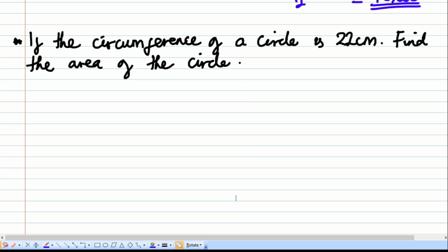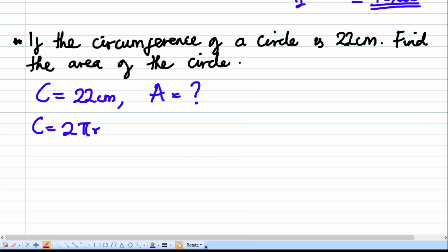So the next question says, if the circumference of a circle is 22 centimeters, so the circumference C is equal to 22 centimeters, we should find the area. So we're looking for what's the area of the circle. So let's just write the formulas we know. First, the circumference of the circle is 2 pi r, recall? And then the area of a circle is what? Pi r squared. However, we're looking for area, not circumference. But for us to get the area, we need the radius, right? And the radius was not given. So let's solve the circumference to get the radius.